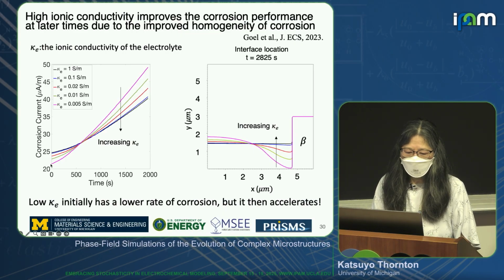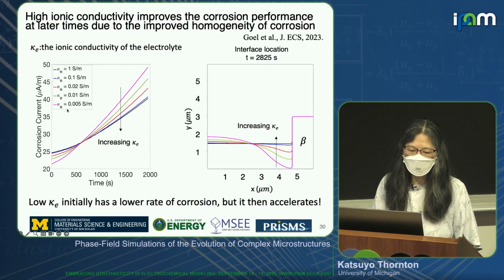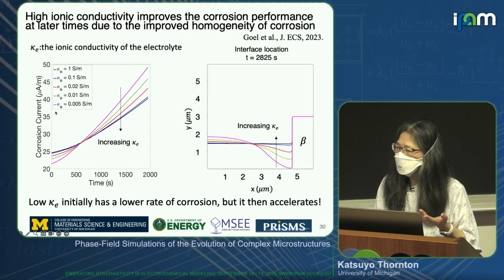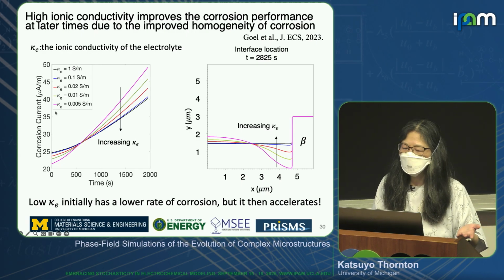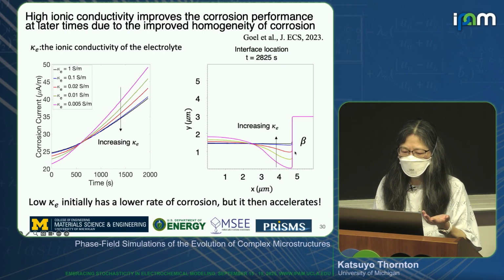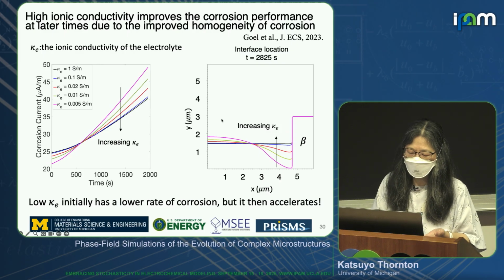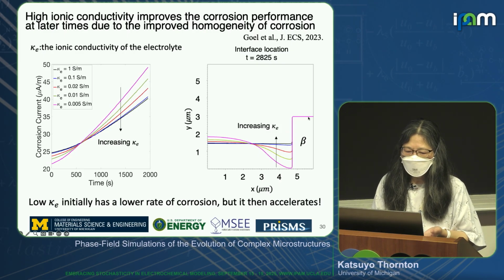However, as time goes, there's this crossover, and then actually if the conductivity is lower, the current becomes larger later on. It can be understood because of this non-uniform corrosion. So you have this beta phase region. This is the front. It starts out flat, right? All of them start out flat.